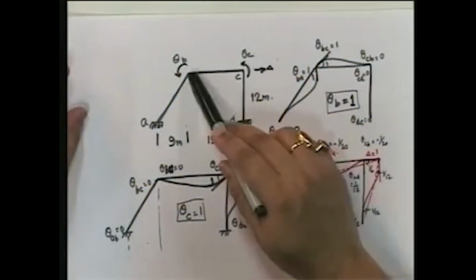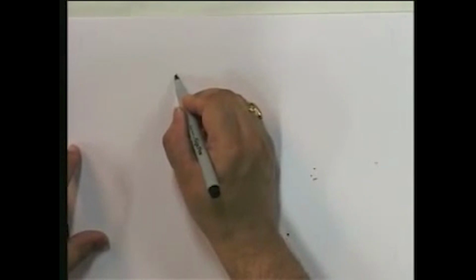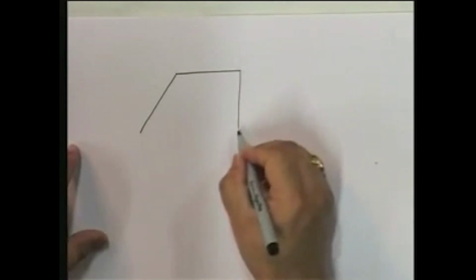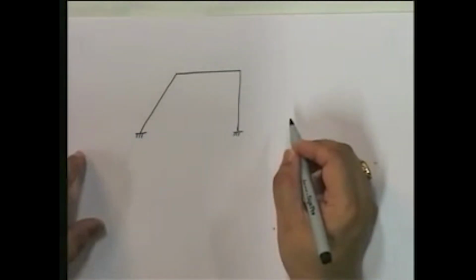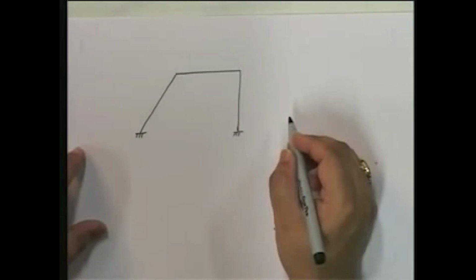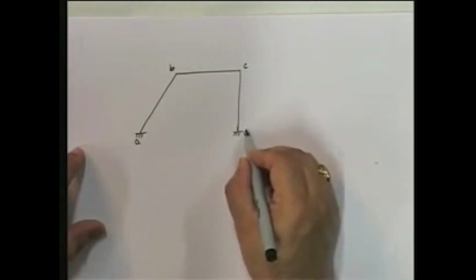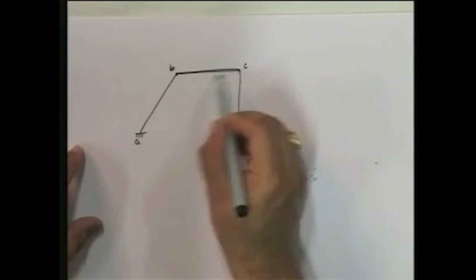Okay, so let me now look at another example. I'm going to take this same thing, and I'm going to say that now this BC member is flexurally rigid also. So if member BC is flexurally rigid, let's draw this. Same structure, okay, and A, B, C, D. Now this member is flexurally rigid.